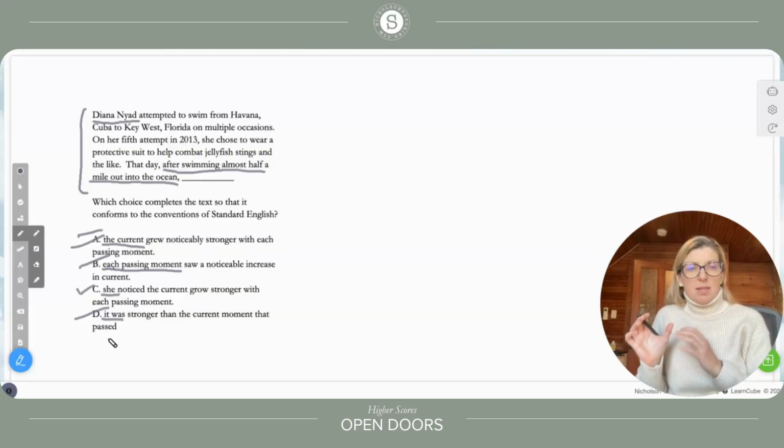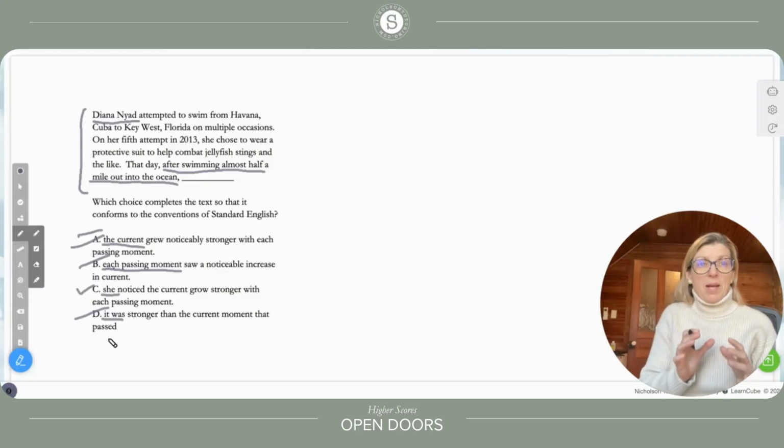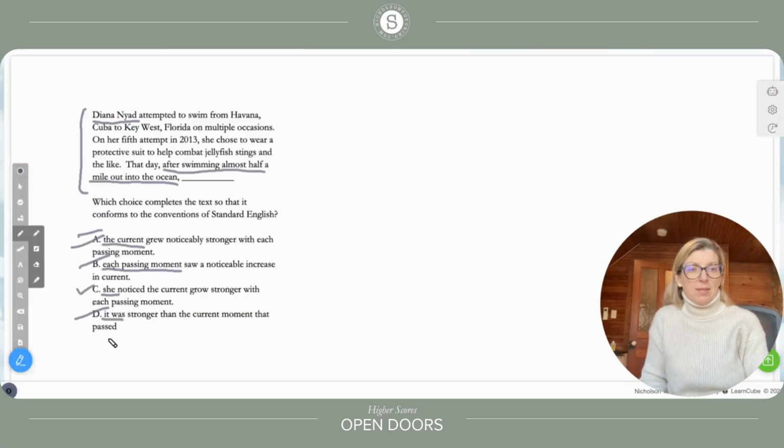Once you recognize that a misplaced modifier is in fact a grammatical error, you are much more likely to register this as an error when you're taking the test. And this will really help you clean up some of those last few points that you might be struggling with.